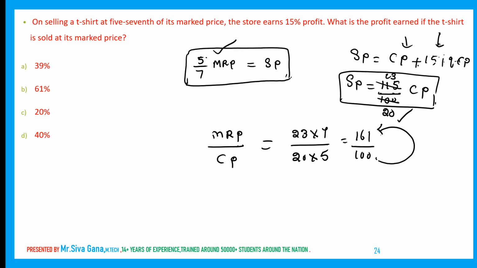Now he is sold at MRP, so this is indirectly equal to the selling price here. He is just asking, if the t-shirt is sold at marked price, what is the profit? Cost price is 100, selling at MRP of 161. Out of 100 he is getting 61 profit. Profit percentage is 61%.